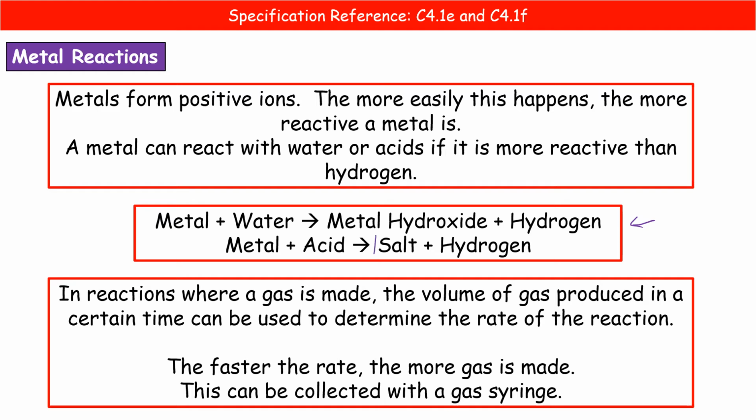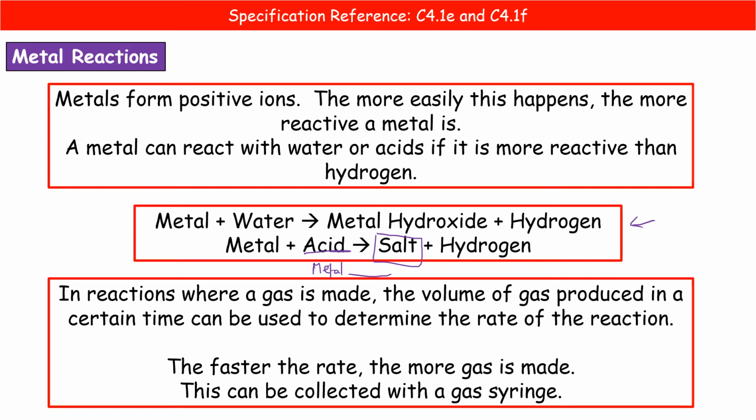Remember when we say salt, we need to be able to write the name of the salt. And to do that, it's always the name of the metal first of all, and then the second word is based on our acid. So if it's hydrochloric acid, chloride, sulfuric acid, sulfate, nitric acid, nitrate, phosphoric acid, phosphate. So that's how we get the name of our salt. Because we're saying hydrogen is made, they could ask you how we test for hydrogen. Lit splint makes a squeaky pop is the answer there.